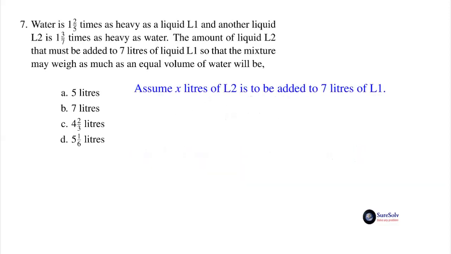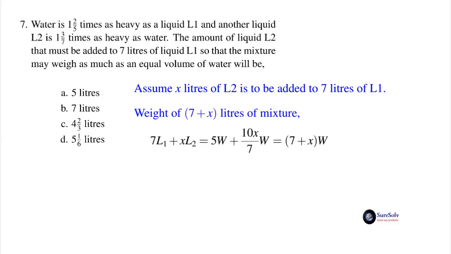Now assume x liters of liquid L2 is added to 7 liters of liquid L1 so that weight of the 7 plus x liter of mixture equals (7 plus x) times W. The situation is represented by the equation 7L1 plus xL2 equals 5W plus 10x/7 W equals (7 plus x) W. W cancels out, leaving x equals 14/3 equals 4 2/3. Answer is option C, 4 2/3 liters.